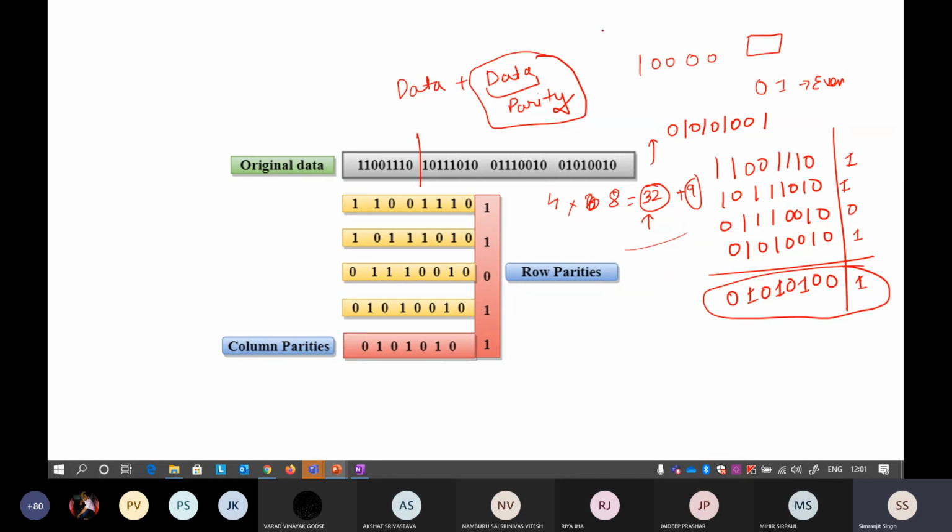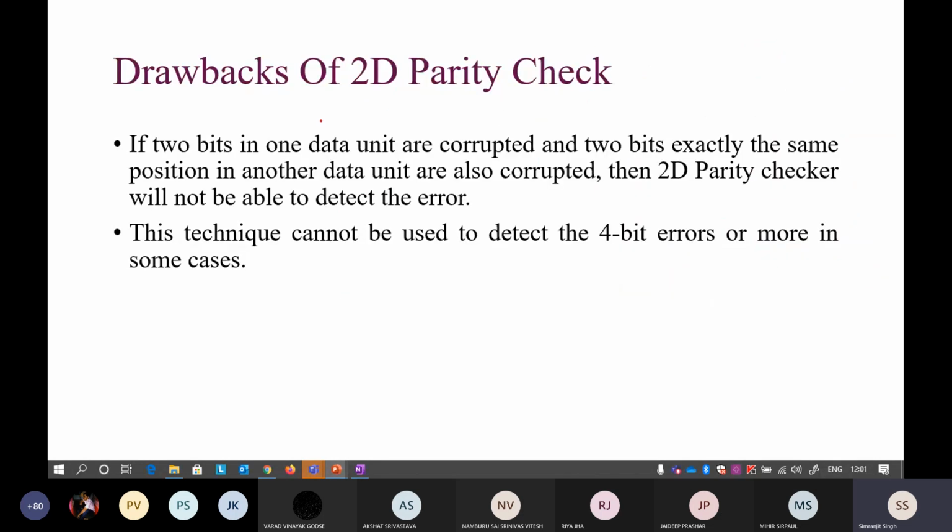Okay, so the drawback is the same, that if your bits are changed systematically in such a way that it does not impact the parity. Okay, so again this technique is only reliable for 2 bits, because it is 2 dimensional, so this cannot detect 4-bit errors or more in some cases. Okay, so it can detect 2 up to 3, but still it cannot go beyond that. So this is also a case.